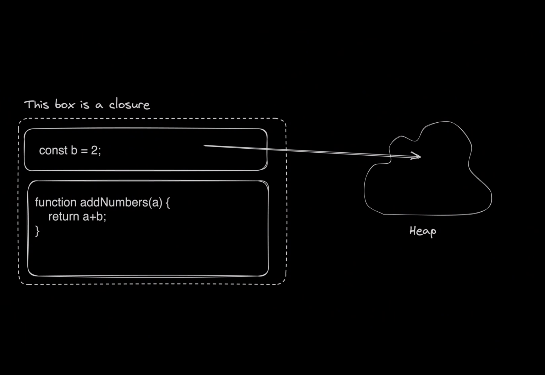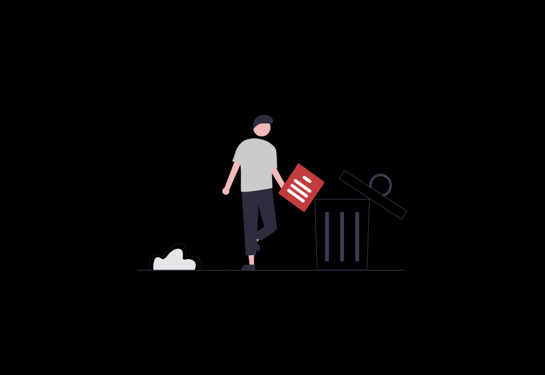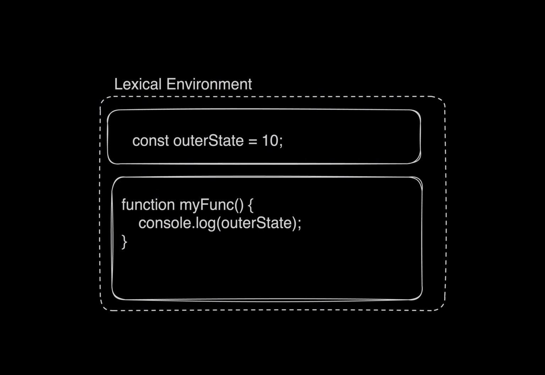That area of memory is called heap, and unlike the call stack, which is short-lived, heap can keep data in memory indefinitely, then decide when it needs to get rid of it later with a garbage collector. So a closure is not just a function, it's a function combined with its outer state or lexical environment.